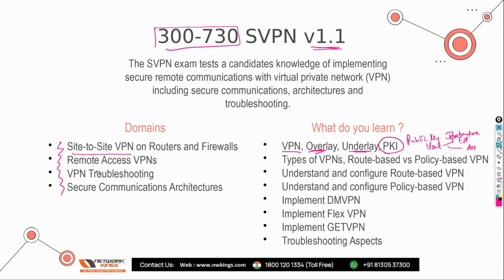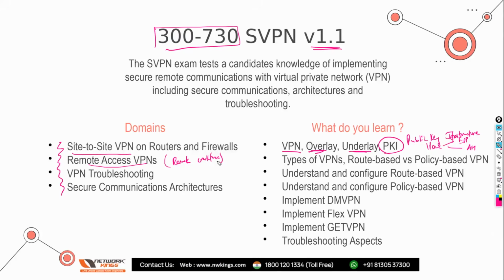Another important aspect is remote access VPN. These are typically for your remote workforce, or your hybrid workers. They might be working from home, from a coffee shop, from an airport lounge. They could be anywhere. You would want them to have access to your internal resources, so they could be VPNing into your infrastructure.